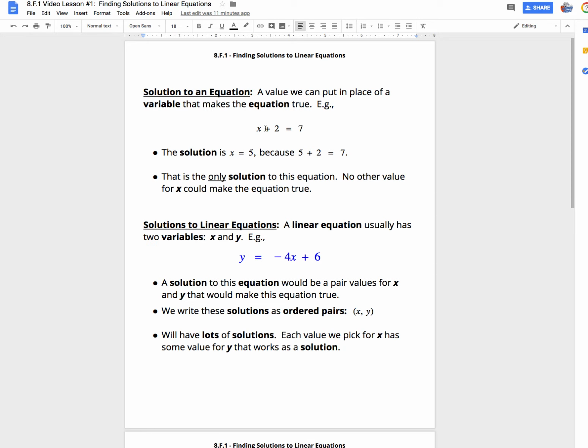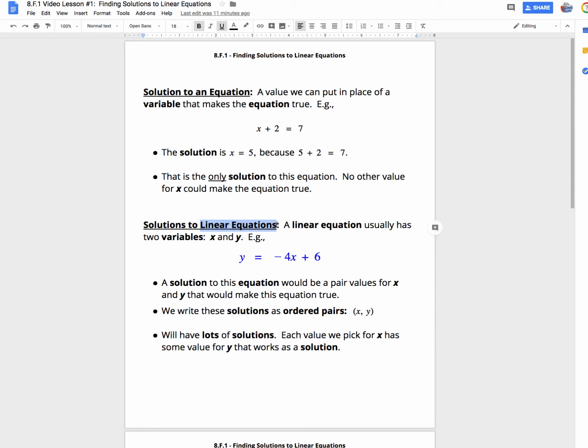For example, if we have the equation x plus 2 equals 7, the solution would be x equals 5 because 5 plus 2 equals 7. That's the only solution to this equation. There's no other value for x that could make the equation true.